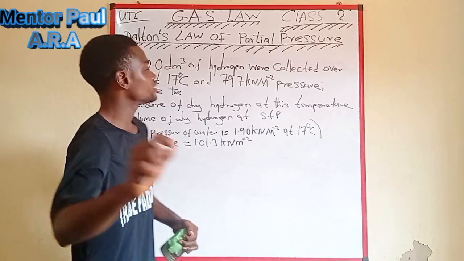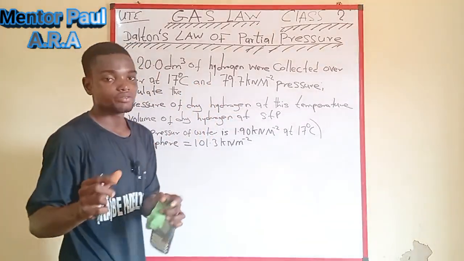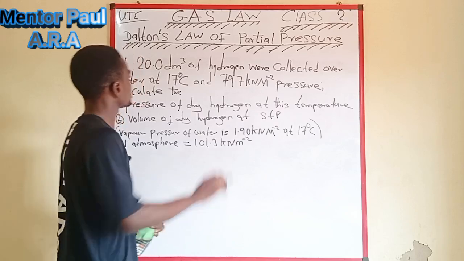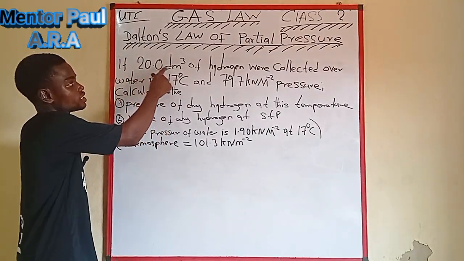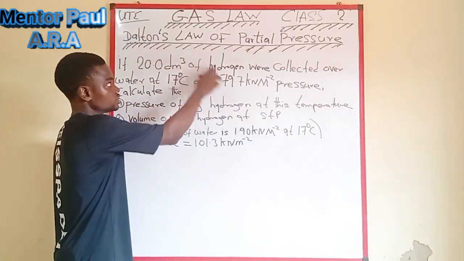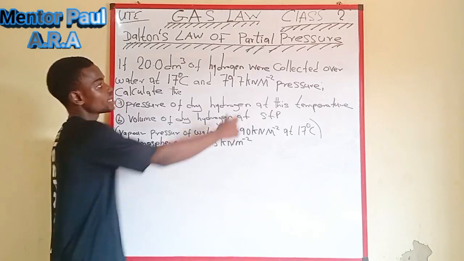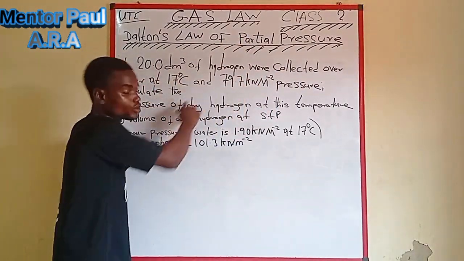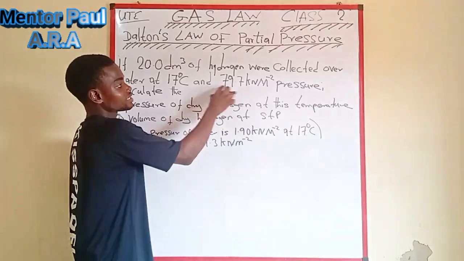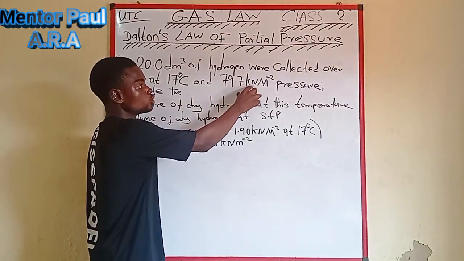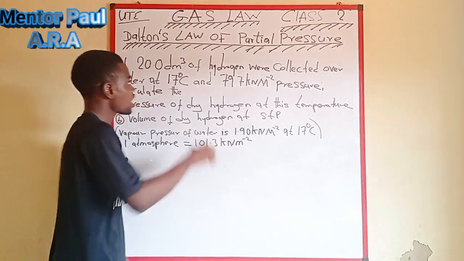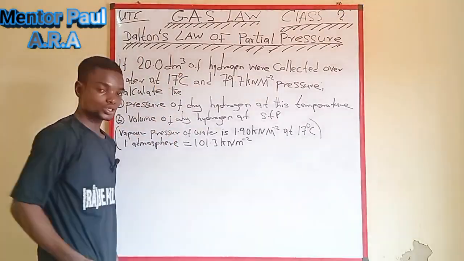Here it is. So now look at this question. Pay very close attention. This question is not difficult. It's very easy. Now let's read it together. If 20.0 dm³ of hydrogen, dm³ means volume, is collected over water at 17 degrees Celsius and 79.7 kilonewton per meter square pressure. That is the pressure at that 17 degrees Celsius.